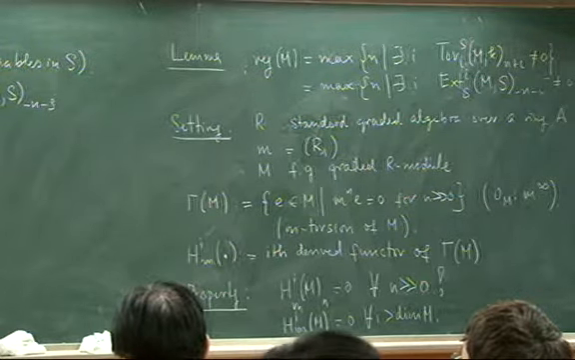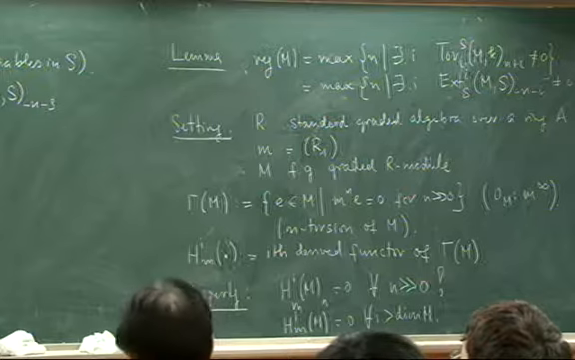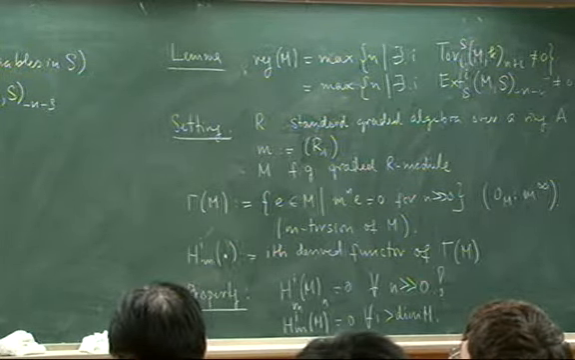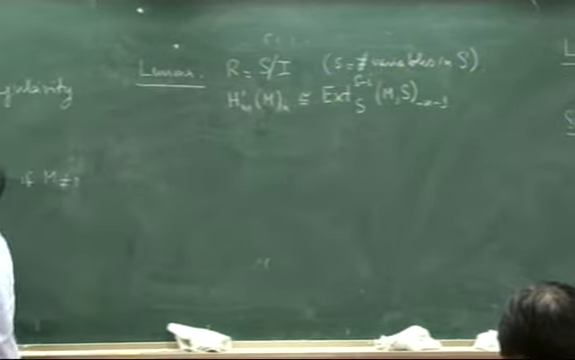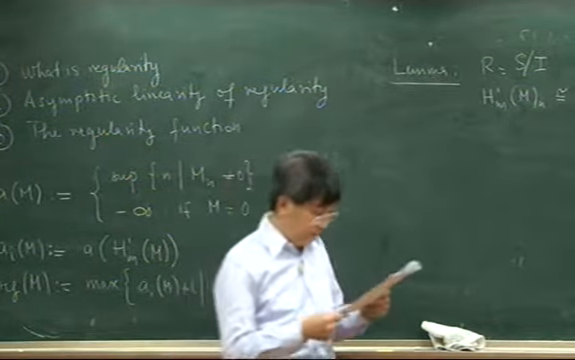And regularity can also be characterized in terms of a generic element, a generic linear form. And that is important for what we want to study later about the asymptotic linearity of regularity.